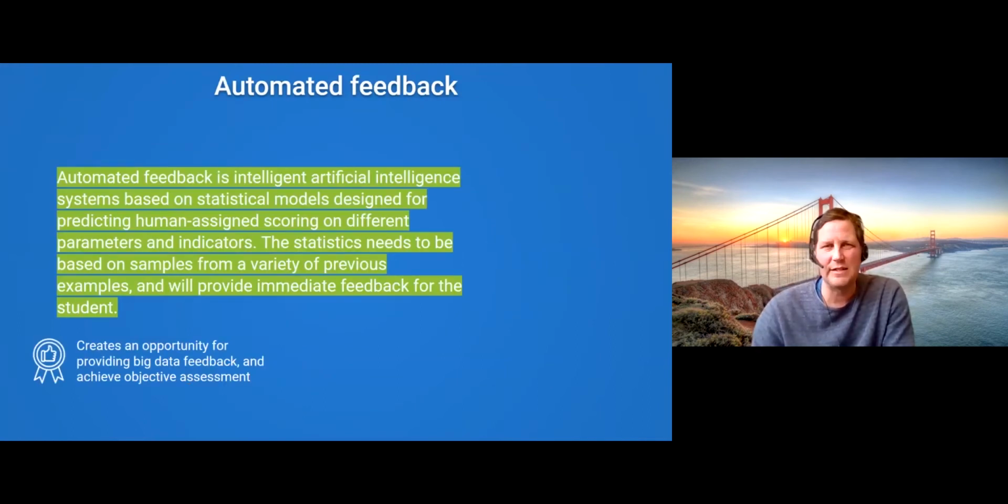Not as common is automated feedback, at least not in a very systemic way. Automated feedback is an intelligent artificial intelligence system that is based on statistical models designed for predicting human-assigned scoring on different parameters and indicators. This means that the artificial intelligence is trained with different scoring and different feedback given from real-life instructors based on some criteria that is essential for that course that is being taught.